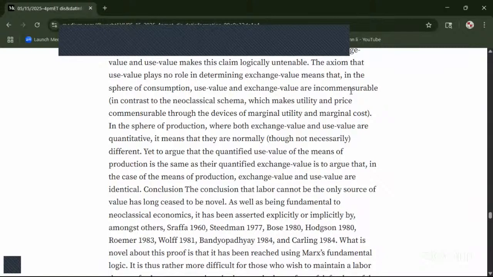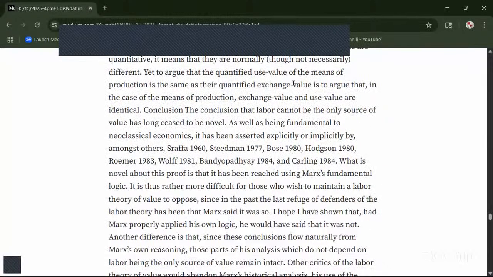What is novel about this proof is that it has been reached using Marx's fundamental logic. It is thus rather more difficult for those who wish to maintain a labor theory of value to oppose, since in the past, the last refuge of defenders of the labor theory has been that, well, it's because Marx said it was so. This is Keen: I hope that I've shown that had Marx properly applied his own damn logic, he would have said that it was not.